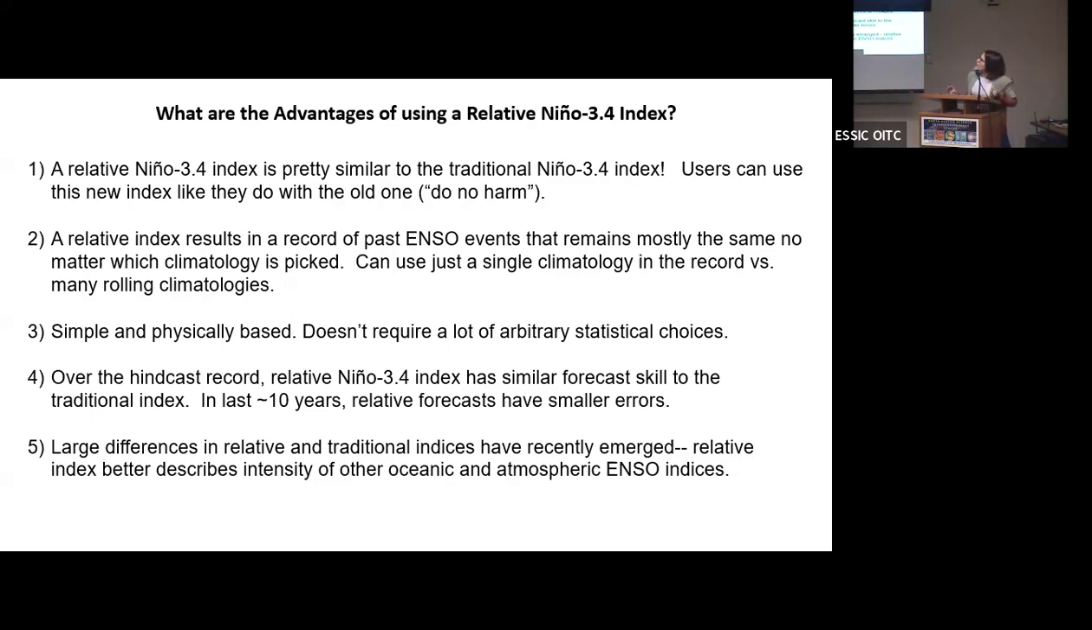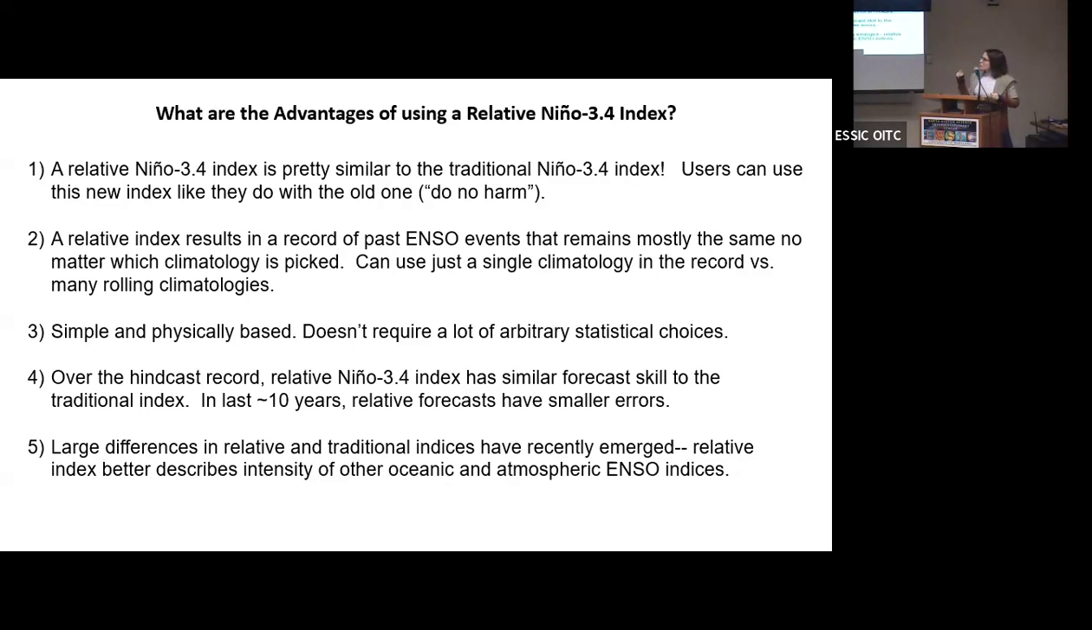The second advantage to using this, and this is honestly one of the most magical parts of this, is that you can use a single 30-year climatology. It doesn't really matter which one. And you will still consistently identify El Nino and La Nina events in your record that are roughly the same. And I love this because I hate describing those rolling climatologies. It's really, quite frankly, the bane of my existence.